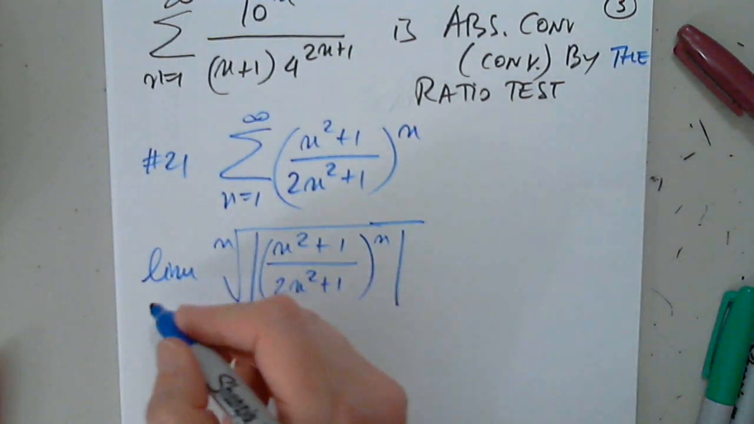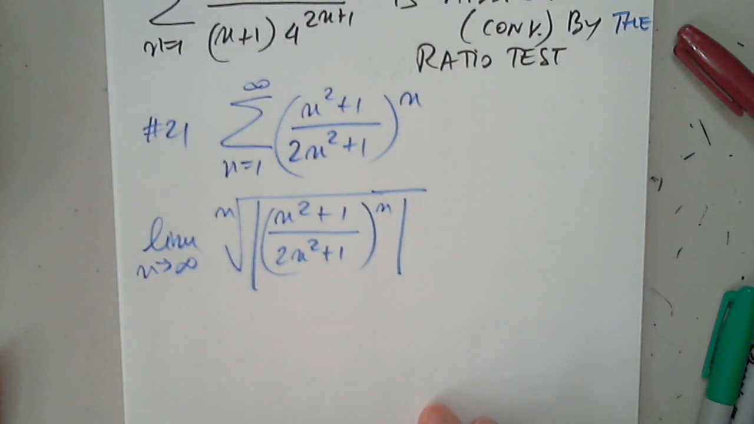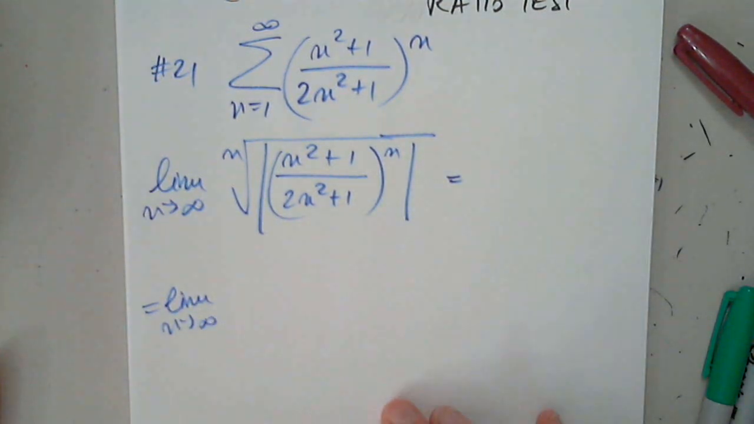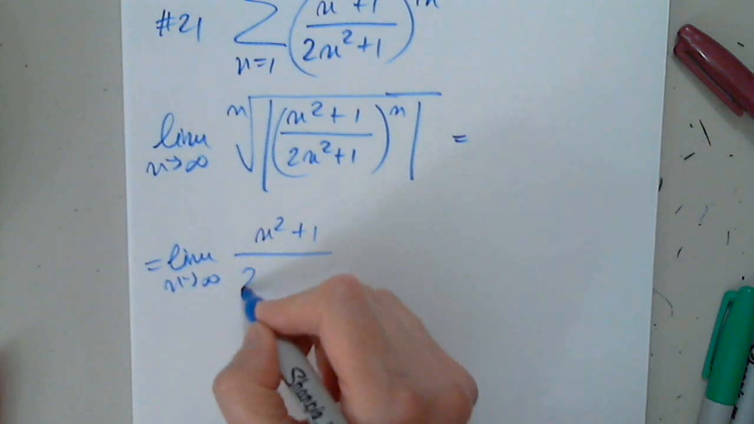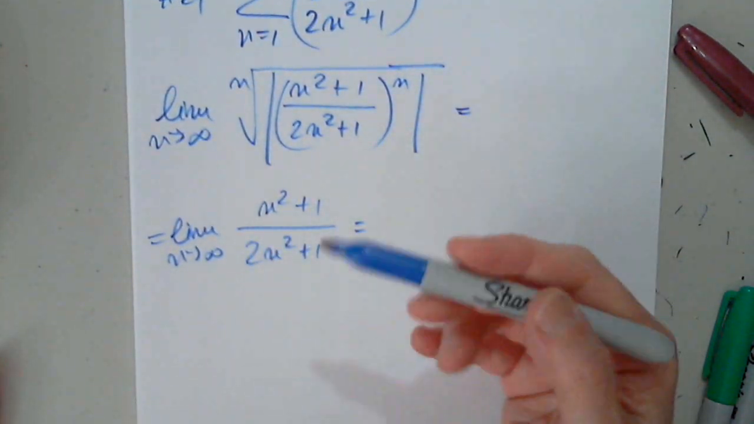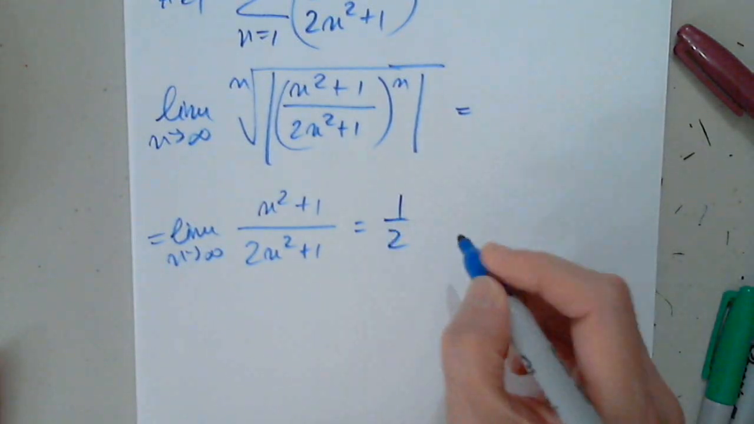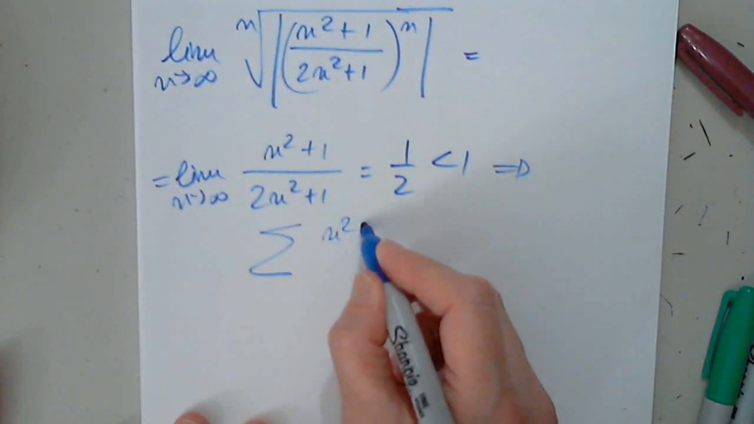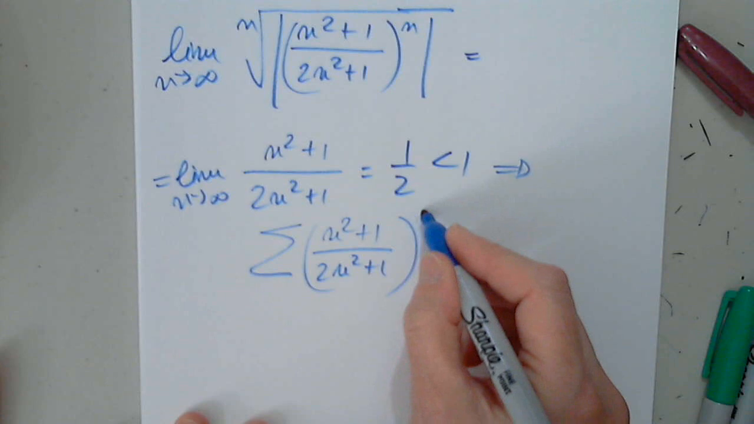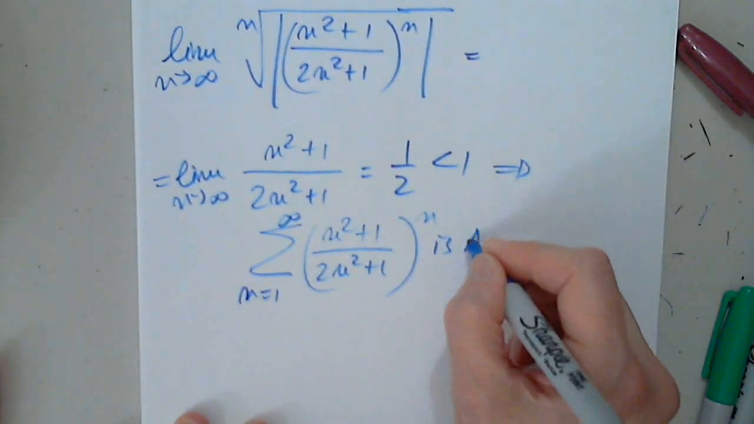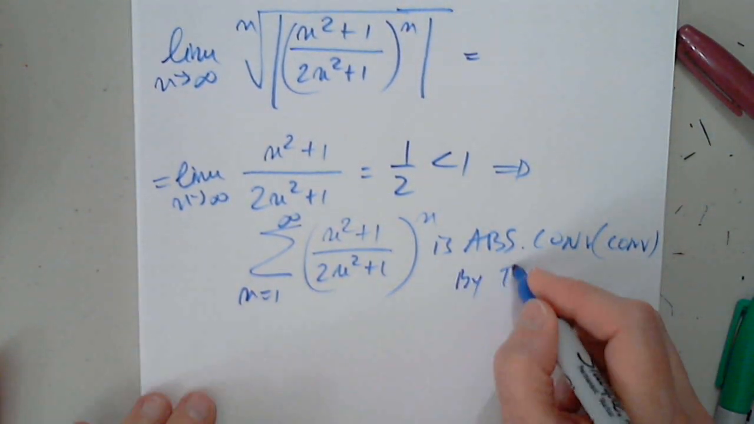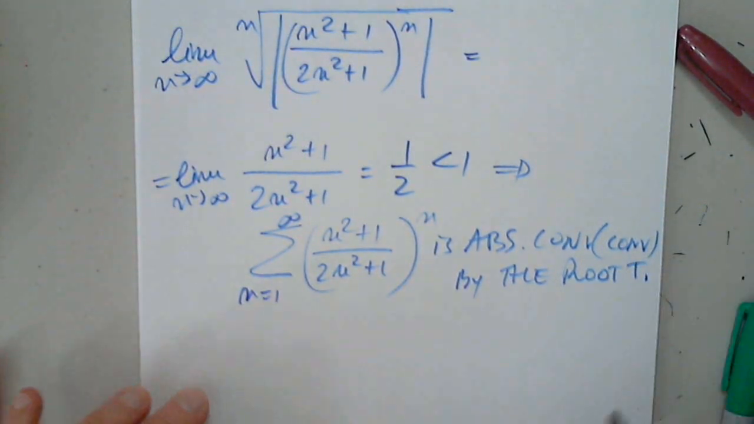Of course, the absolute value is redundant because all terms are positive. So this will be the limit as n approaches infinity of (n squared plus 1) over (2n squared plus 1). And we know this limit, by L'Hopital's rule or other procedures, we get 1 half, which is less than 1, which implies that the original series is absolutely convergent, hence convergent, of course, by the root test.